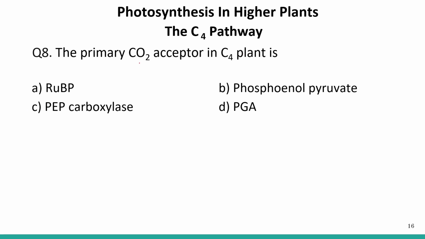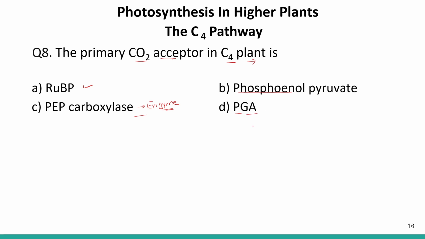The next question is, the primary carbon dioxide acceptor in C4 plants is: first is Rubisco, RuBP, ribulose 1,5-bisphosphate. Option B is phosphoenol pyruvate. C is PEP carboxylase. So PEP carboxylase is an enzyme, so it cannot be the acceptor. And the fourth option is phosphoglyceric acid.